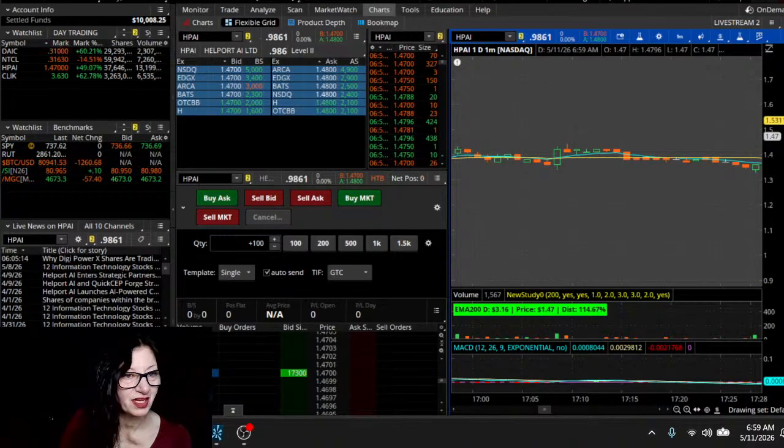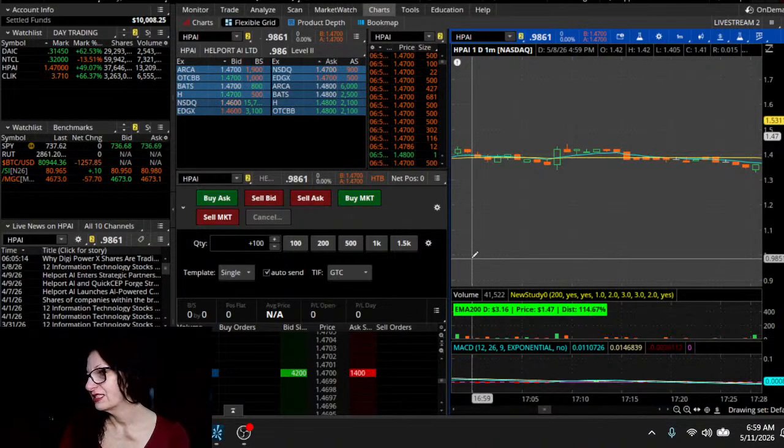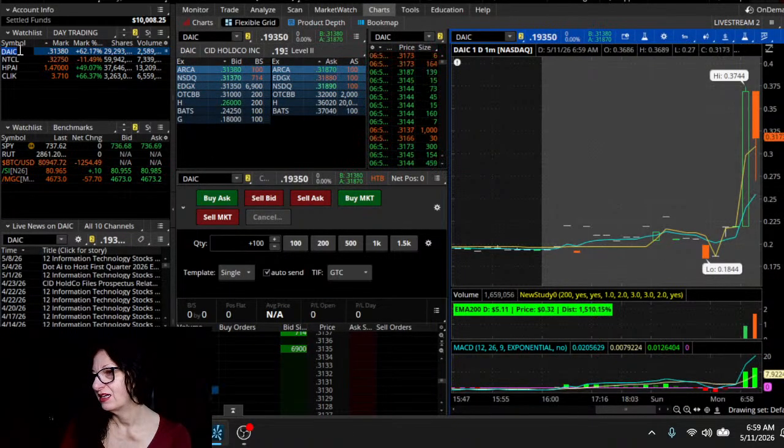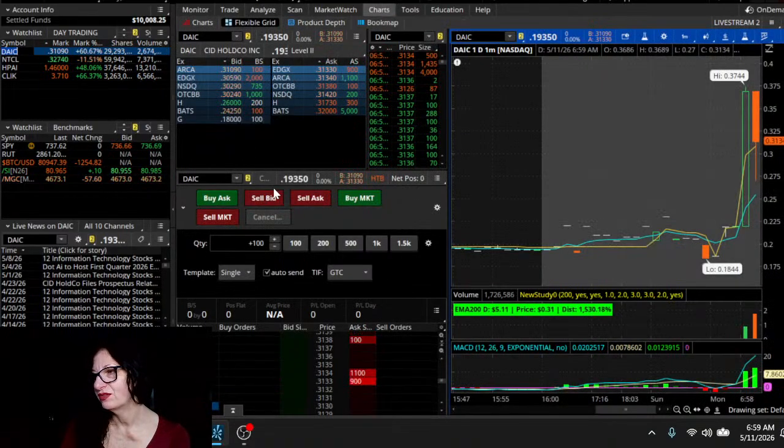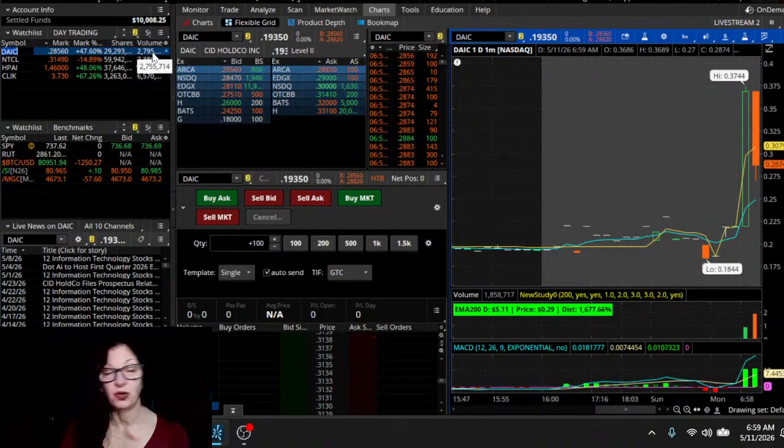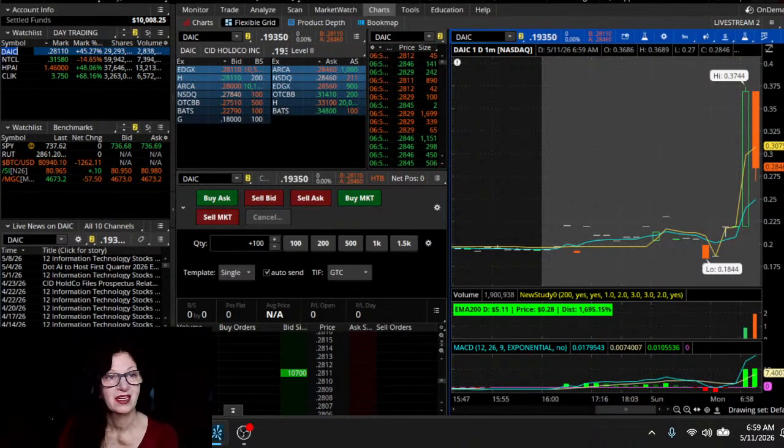Float under 20 million. Wow, the relative volume's crazy. Huh, I wonder what's going on there. Let's see, it's hard to borrow. Has relative volume, and has total volume over 500,000.